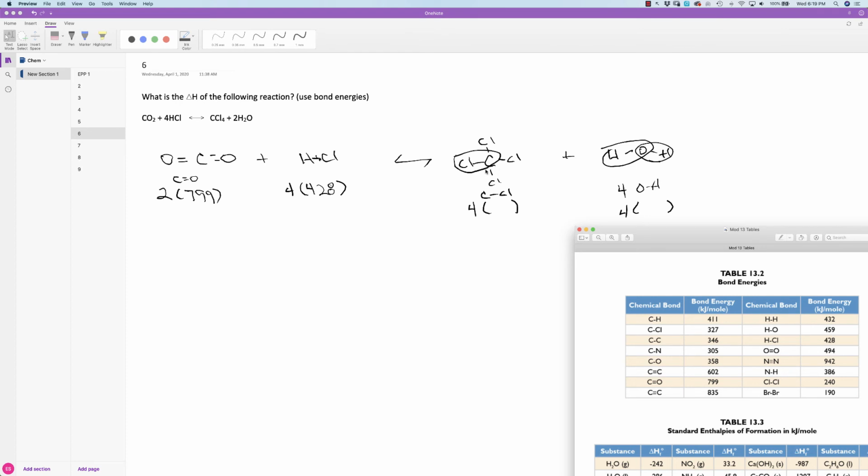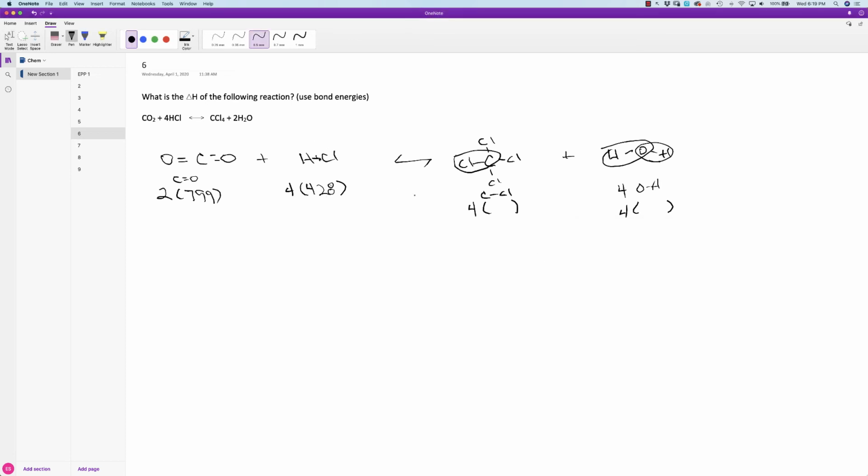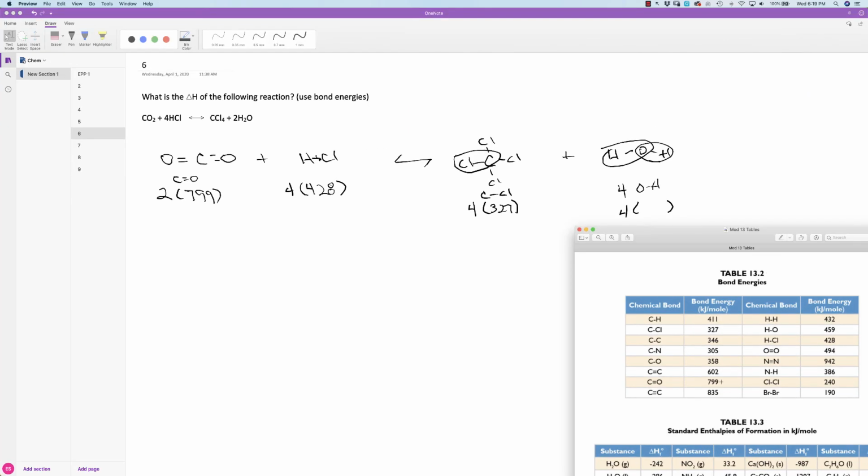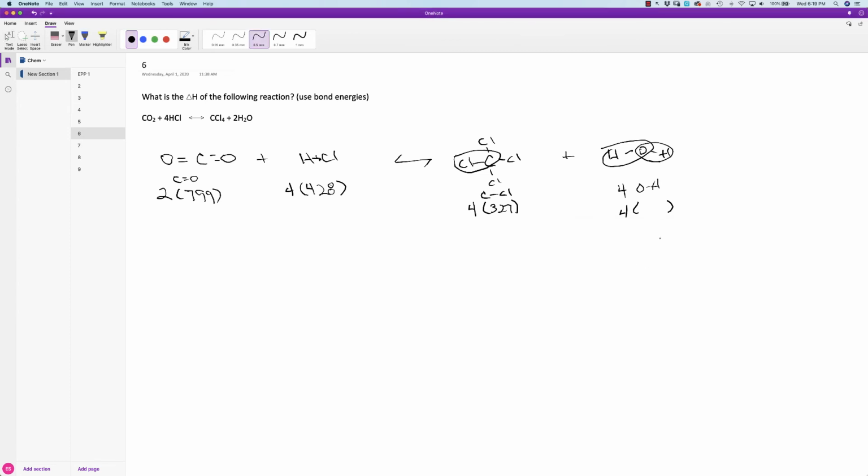And our next one, we've got 4 of the carbon-chlorine bonds. There's carbon-chlorine right there, 327. And our last one is the hydrogen-oxygen. There's HO right there. That's 459 for each of those. So, we'll put 459 in there. All right. So that's how we would set it up.